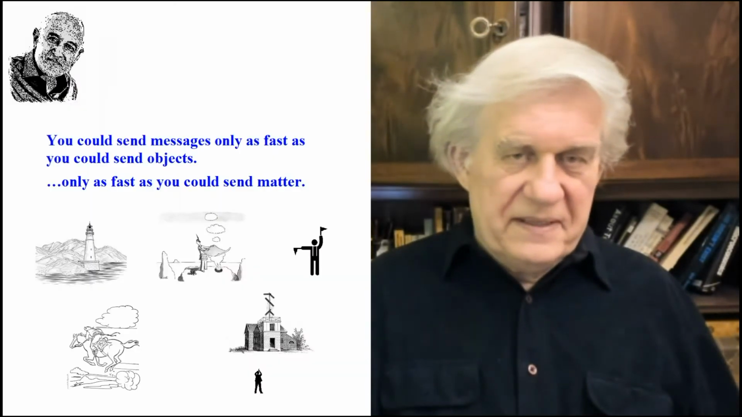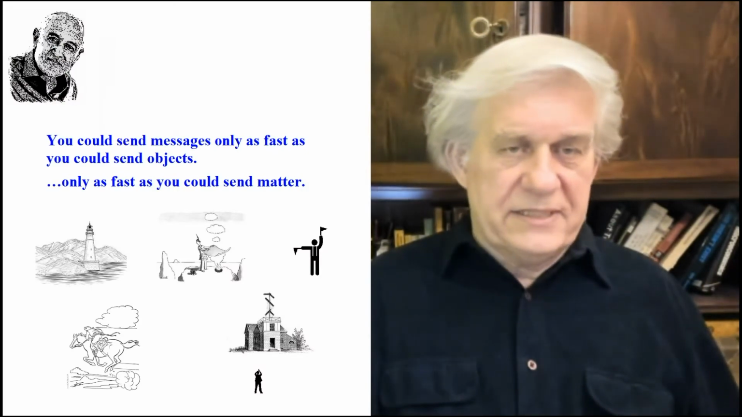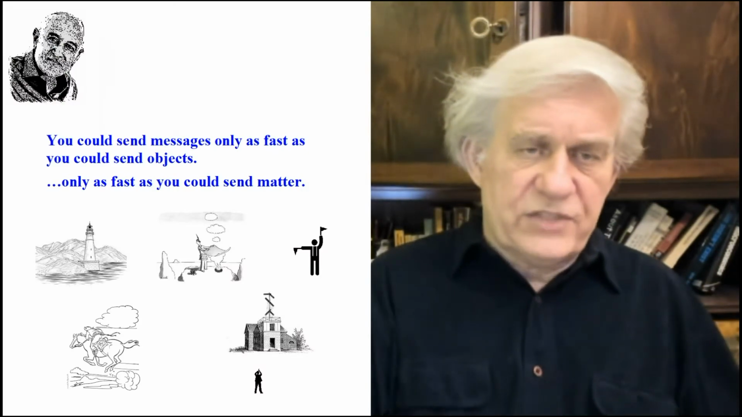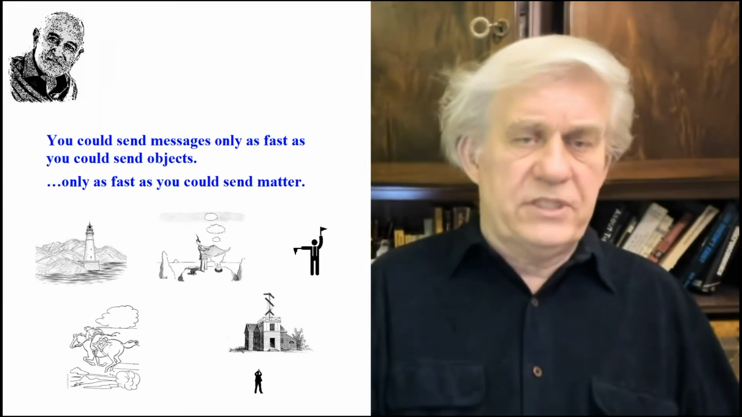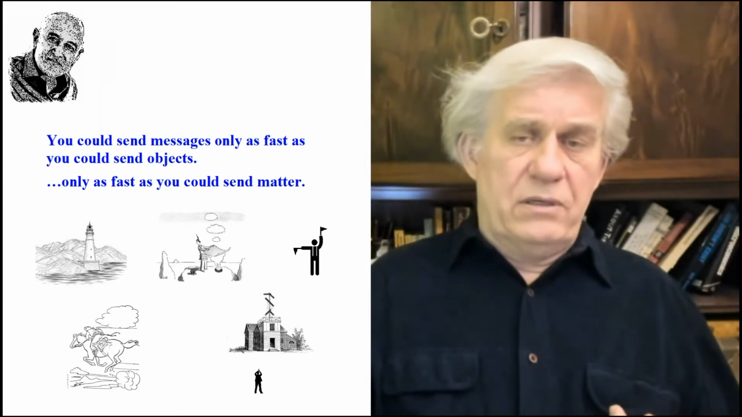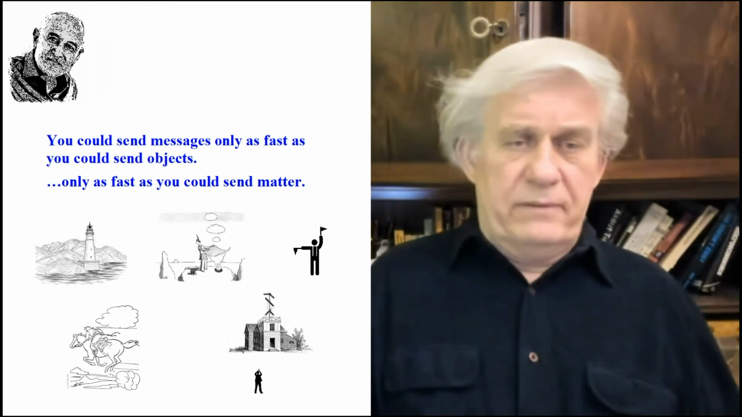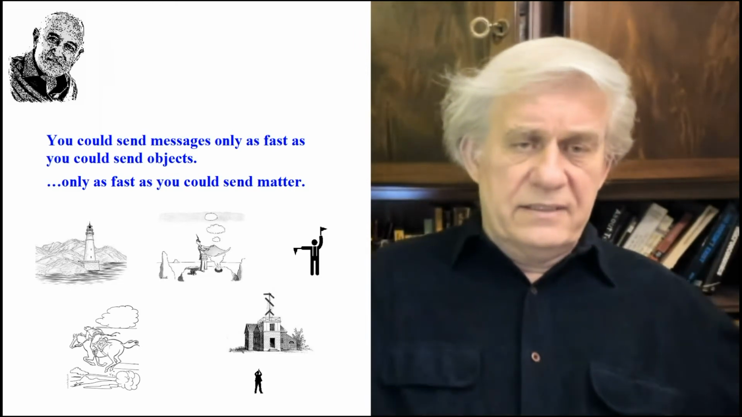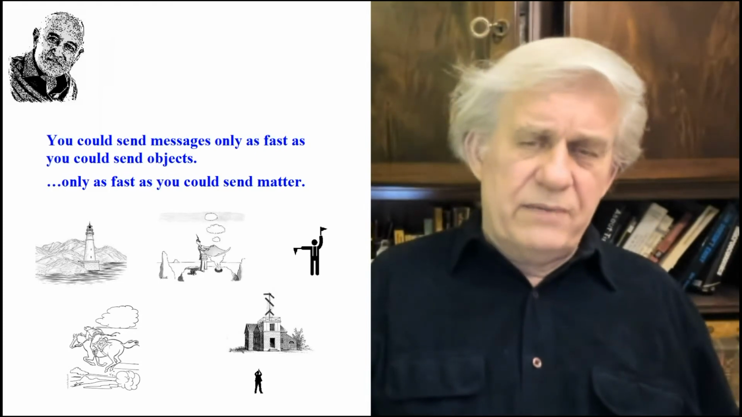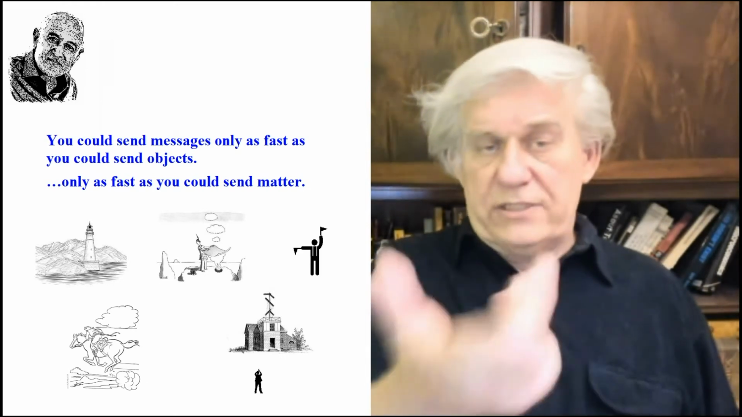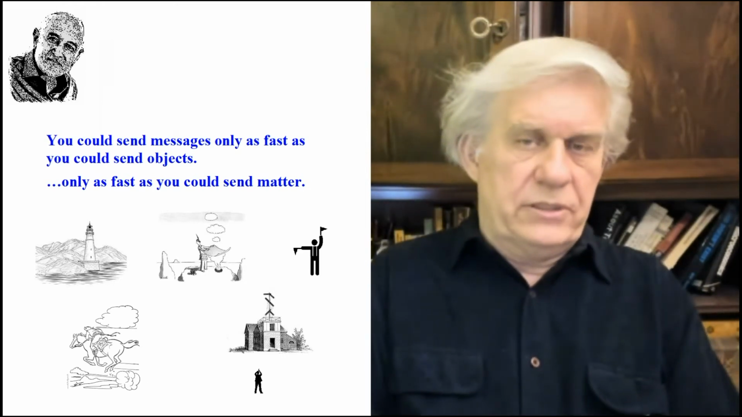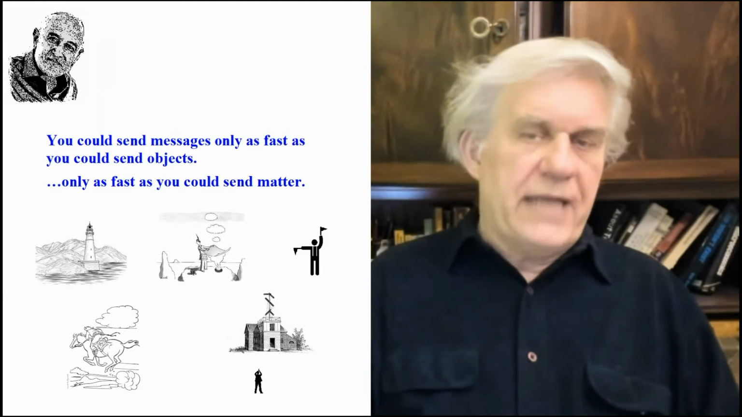Okay, let's continue here. So where does he go next? He said you could send messages only as fast as you could send objects. Okay, so this is up to the 19th century. All they had was stuff like the Pony Express and the signal guy there. It was all relying on objects, on matter, okay? And it only could go as fast as you could send matter, essentially.